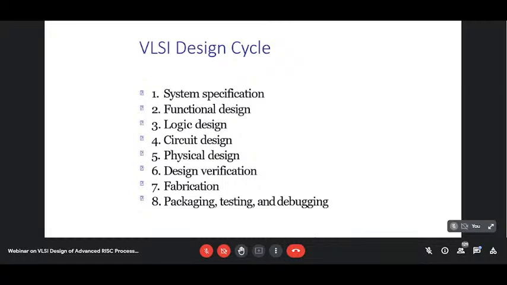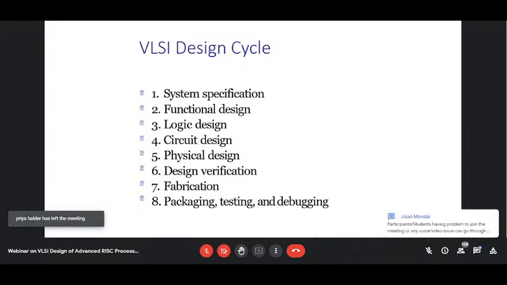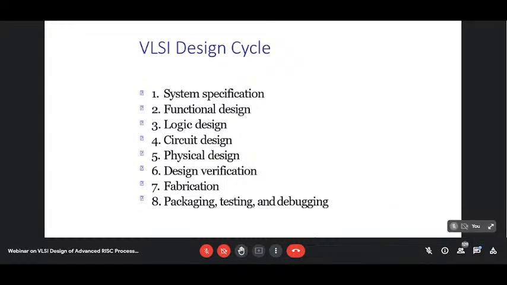So the design cycle is like that. First, number one, system specifications, then functional design, then the logic design. So what is functional design? From the specs, what are the basic units, like arithmetic unit, registers, counter, etc. Then the logic design, logic to circuit design, circuit to physical design.